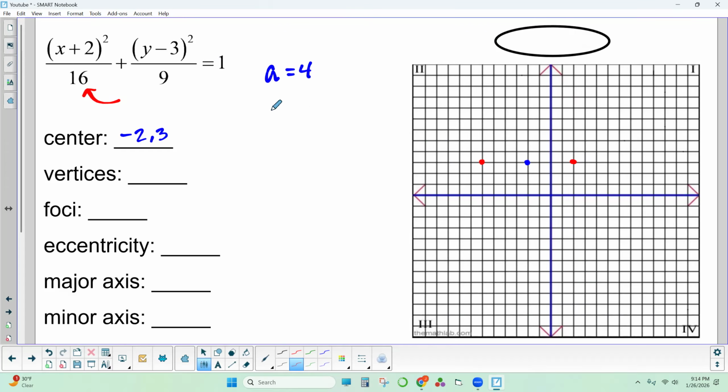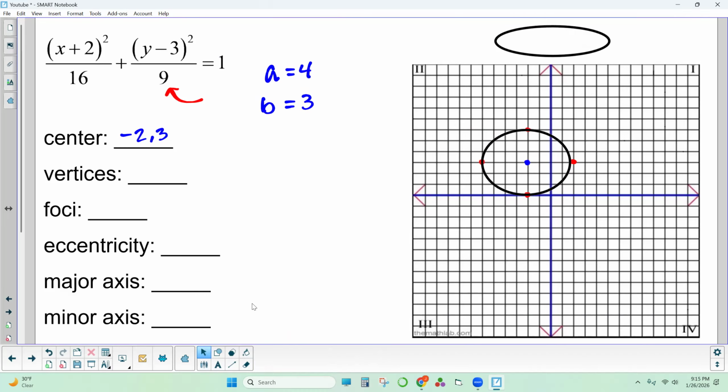Okay? Now, the other denominator here is b squared. It will be the smaller of the two with an ellipse. Okay? If we take the square root of that, we get b, which would be 3. So now from our center, I can go up 3, 1, 2, 3, and there is a co-vertex, and down 3, 1, 2, 3, and there is a co-vertex. All right, now I will outline my ellipse. All right, and there we have it.